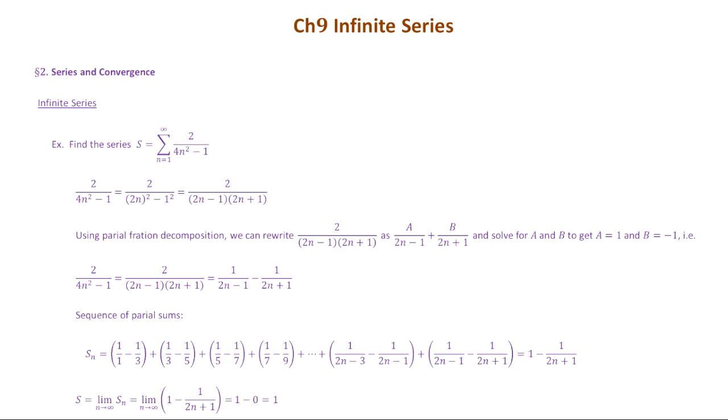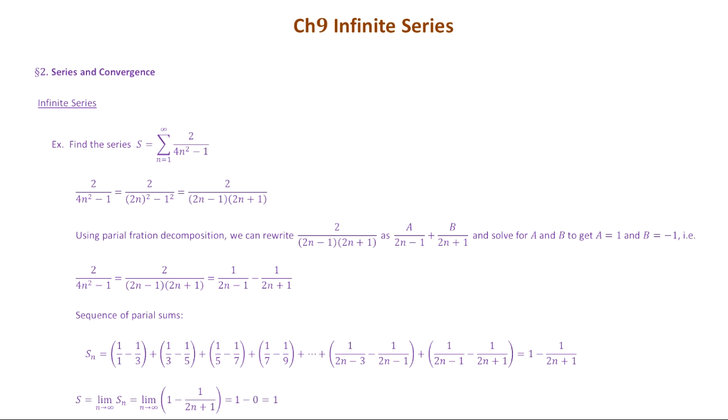So then we have 2 over 4n squared minus 1 equals 2 over (2n minus 1)(2n plus 1), which equals 1 over 2n minus 1 minus 1 over 2n plus 1. And you can easily check it by taking the difference of these two terms, 1 over 2n minus 1 and 1 over 2n plus 1, using the least denominator. You can double check that is the right decomposition.